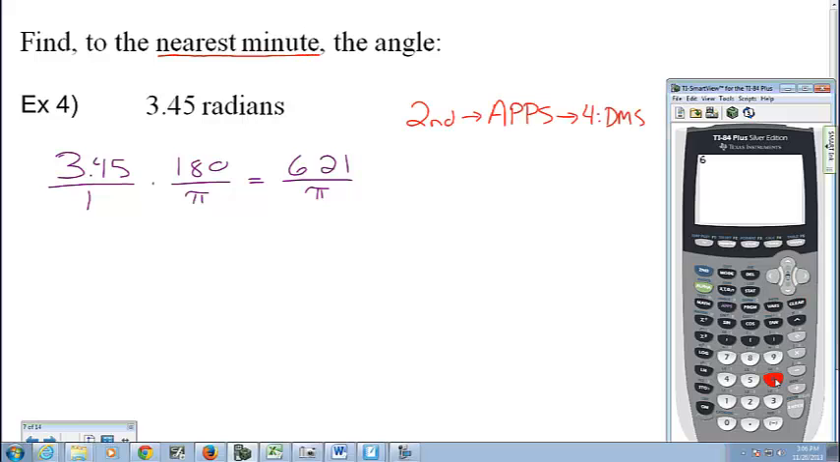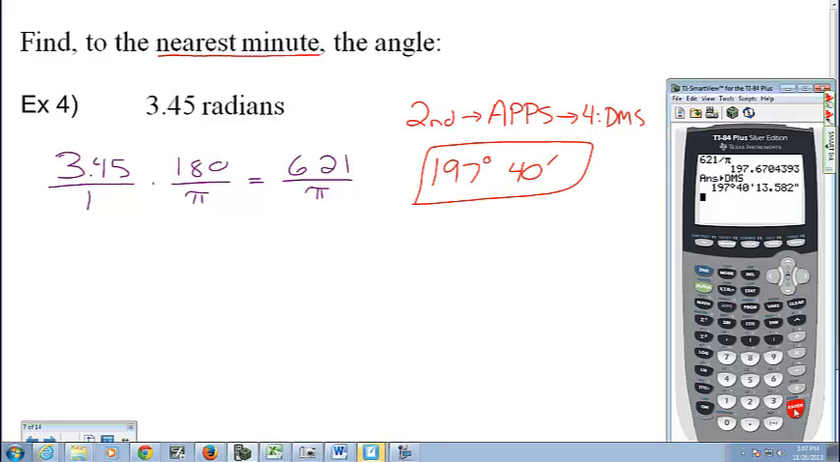We want to find this to the nearest minute, which means we're going to have to use our DMS mode. But to use our DMS mode, we're going to need a decimal answer. So first, plug into your calculator 621 divided by the measure of pi. To get pi, you hit second and this button above here that's shown on the calculator. Hit enter and you should get a decimal value of 197, etc. Hit second apps and use your DMS mode, and this will give you your degrees, your minutes, and your seconds. If you round to the nearest minute, you should come out to 197 degrees, 40 minutes.